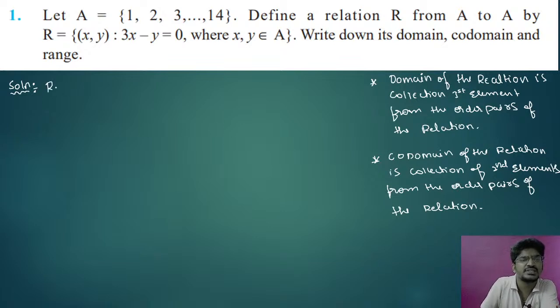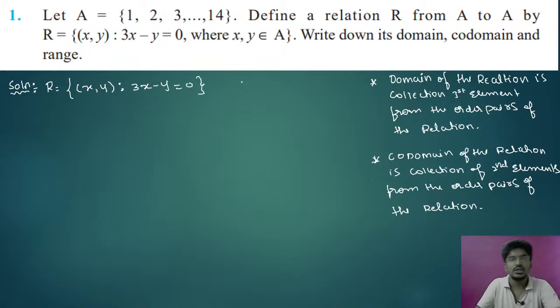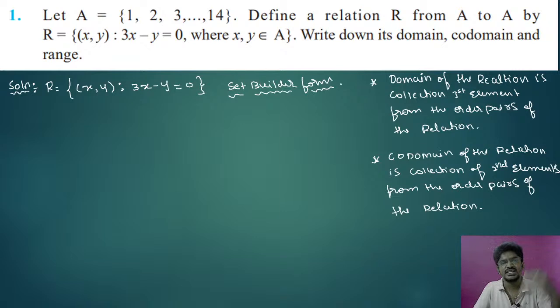Here the relation is given in the form of ordered pairs (x, y) such that 3x minus y equals 0. This is in the form of set builder. Already you know about set builder form and roster form. Set builder form means the set is given in the form of a definition. Roster form means you have to collect all the elements, that means you have to list the elements.